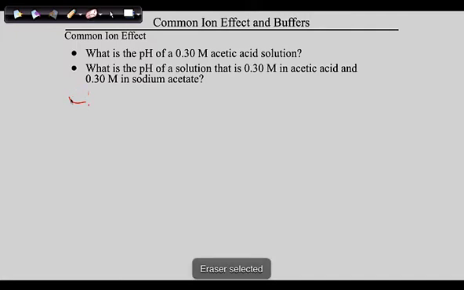I want to switch colors without switching slides because I want these to be in order. Okay, so let's try this now. Okay, we did that.